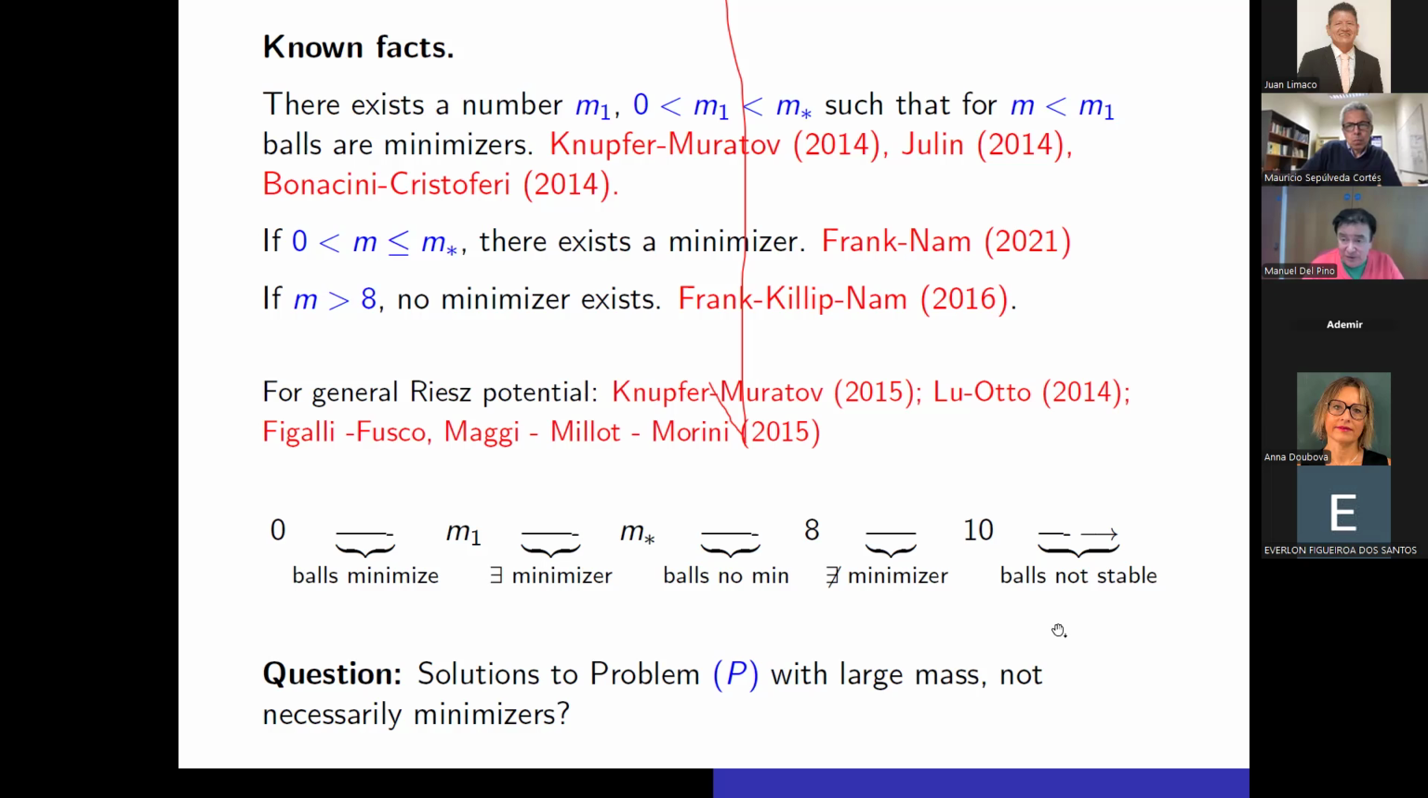So the question that we would like to address here is the following. Are there solutions to the original problem, to the problem of constrained critical points, with large mass, which are not necessarily minimizers? So finding such solutions is an interesting, important problem. Say, if the mass is bigger, what type of stationary configurations can we find, other than balls? Balls are always critical points, but of course we would like to see more interesting things, right?